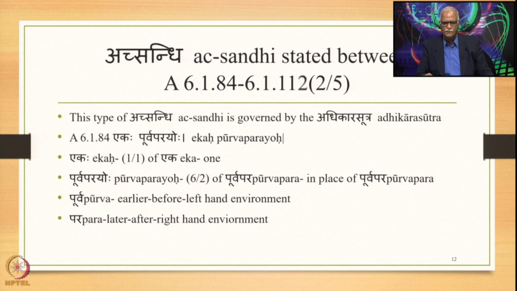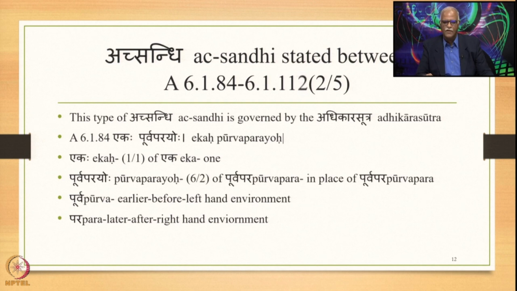This type of sandhi is governed by the Adhikara Sutra Ekah Purva Parayoh. In this sutra, there are two words, Ekah and Purva Parayoh. Ekah is the sixth case of Eka, meaning one. Purva Parayoh is the sixth case dual of Purva Para, which means in place of Purva and Para. Purva means earlier or before, which indicates the left hand side environment. Para stands for later or after, which indicates the right hand side environment. So, in all, what this sutra means is that in place of the earlier and the later sounds, in place of earlier and later vowels, there is one substitute.